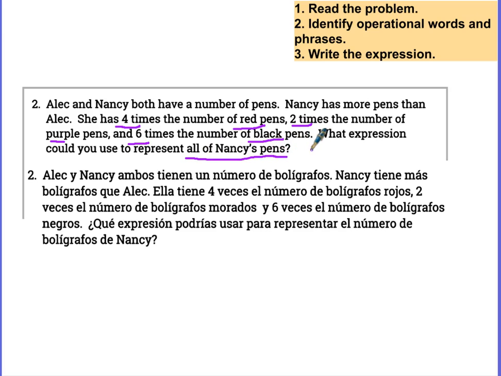Okay, if I want all, I know I'm going to be adding. And now I just want to focus on what Nancy has. So she has 4 times the number of red pens. So I'm going to put 4 times R plus 2 times the number of purple pens, 2 times P, plus 6 times the number of black pens, 6 times B. And I want to represent all of the pens.